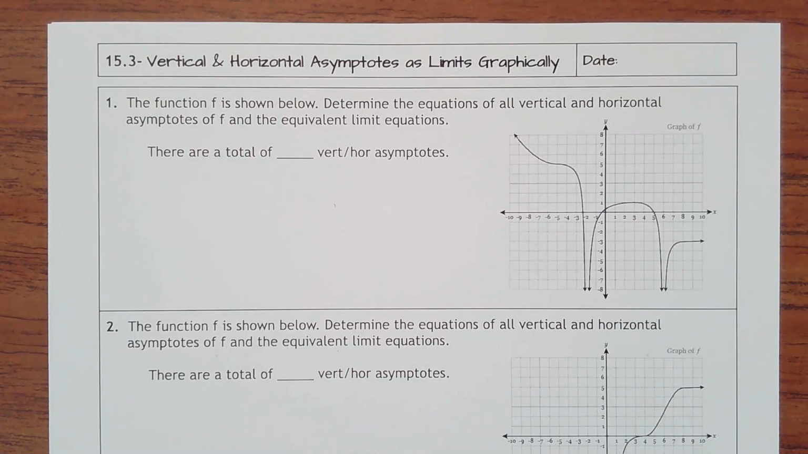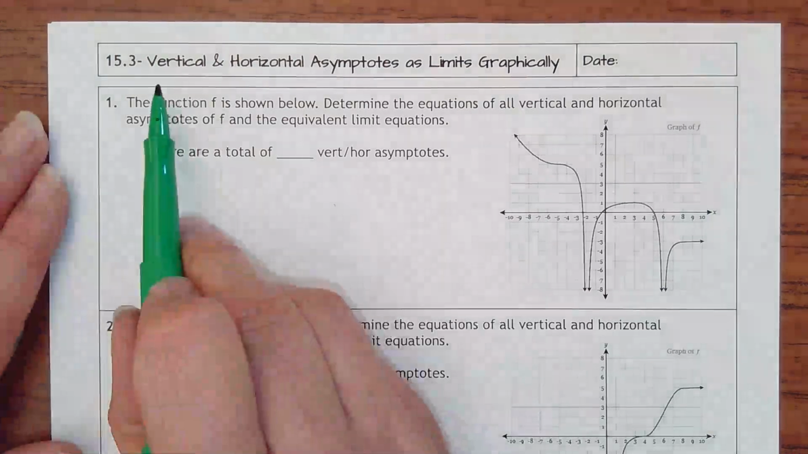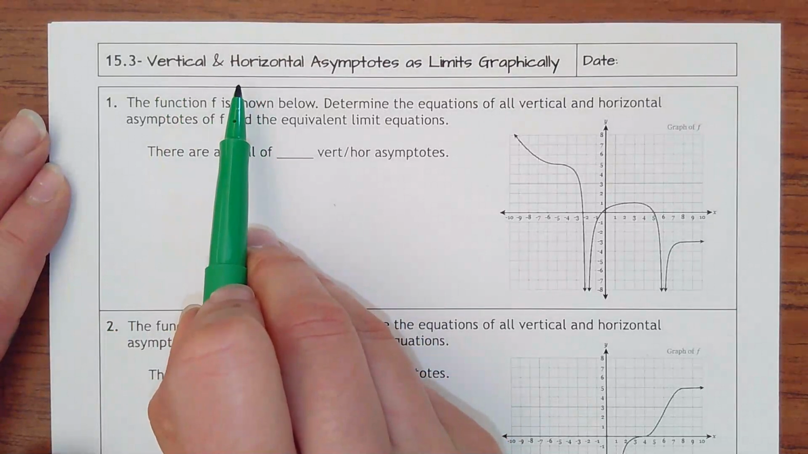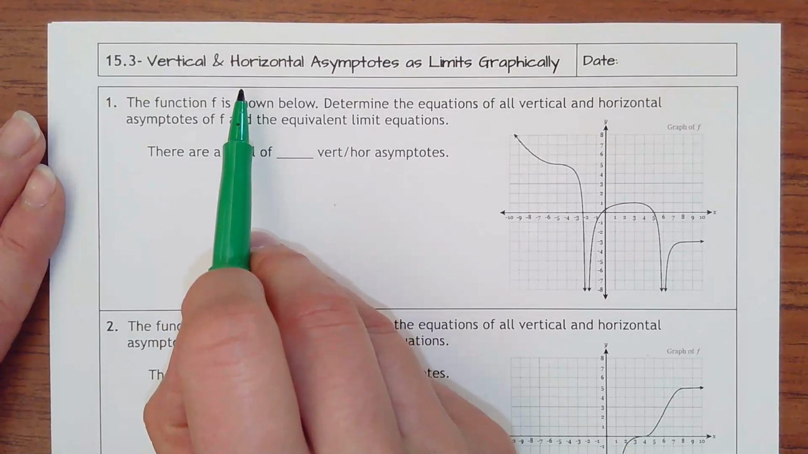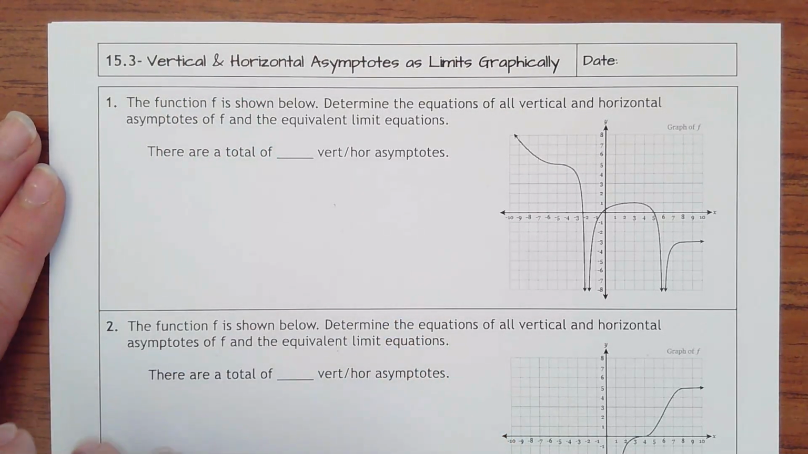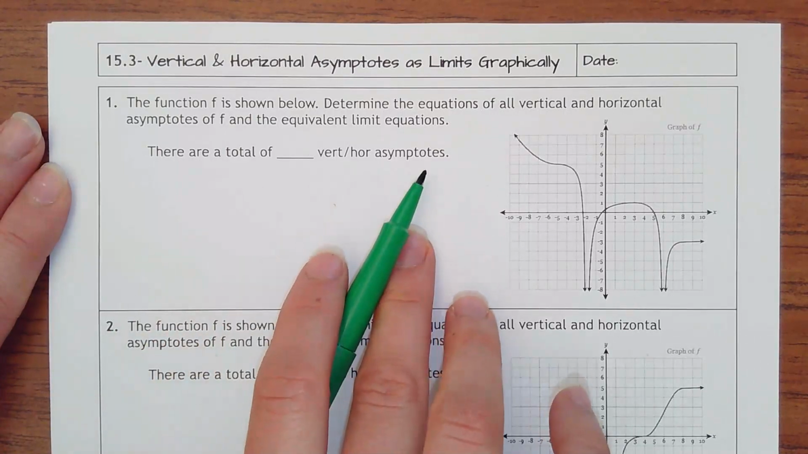Lesson 15.3 is vertical and horizontal asymptotes as limits graphically. So we talked about what an asymptote is. We've only had vertical so far, but asymptotes can also be horizontal lines that a graph gets close to but never actually touches. It says the function f is shown below. Determine the equations of all vertical and horizontal asymptotes of f and the equivalent limit equations.